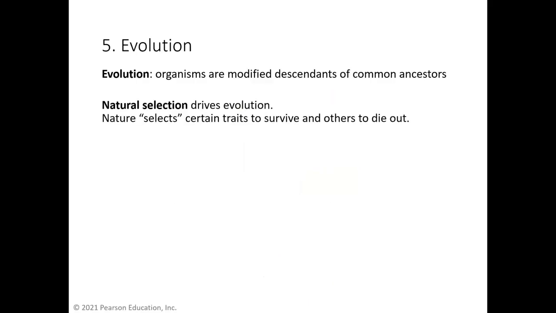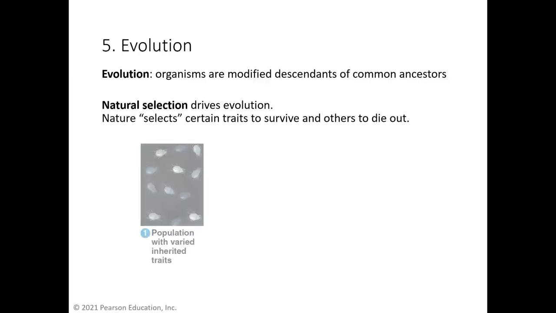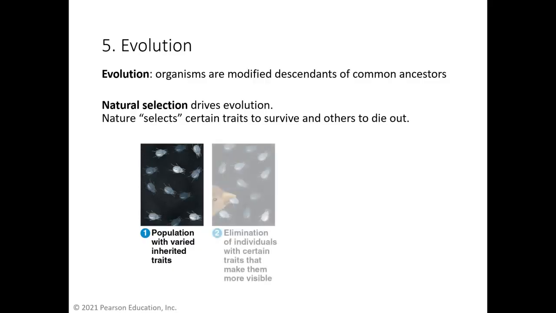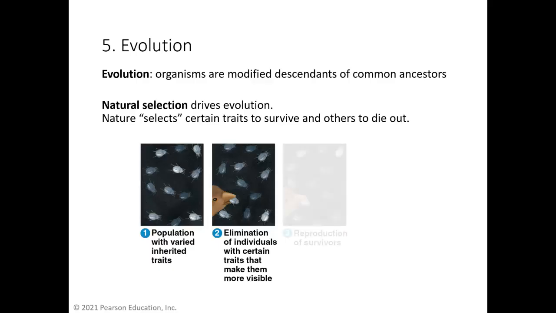The force that drives evolution is natural selection. Nature selects which traits survive to be passed on to the next generation and which don't. For example, this population of beetles come in a variety of colors. Some are lighter, some are darker. Notice their environment. The background is dark. That means that when a predator comes, it's more likely to successfully find a light-colored beetle to eat.